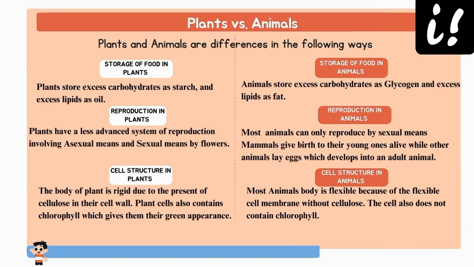Mammals give birth to their young ones alive, while other animals lay eggs which develop into an adult animal. Cell structure. The body of plant is rigid due to the presence of cellulose in their cell wall. Plant cell also contains chlorophyll, which gives them their green appearance. But most animals' body is flexible because of the flexible cell membrane without cellulose.